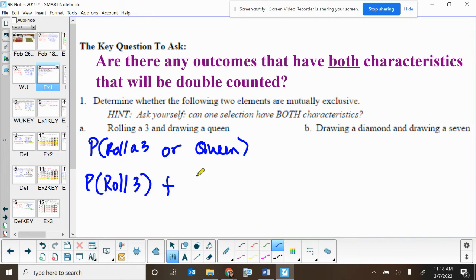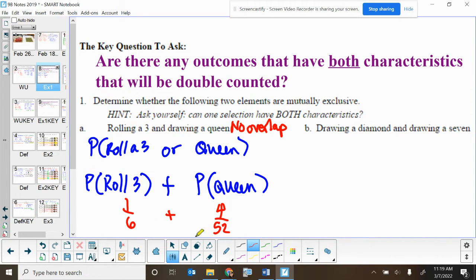So the or tells me to add, and there is no overlap. I can't get a queen that is a 3. I can't roll a 3 that is a queen. So I would just do the probability of rolling a 3 plus the probability of grabbing a queen. So that's 4 out of 52 for the queen, and that's 1 out of 6 for the die. And then I'd have to get common denominators, etc., or turn them into decimals.